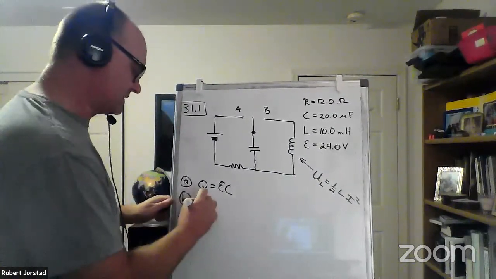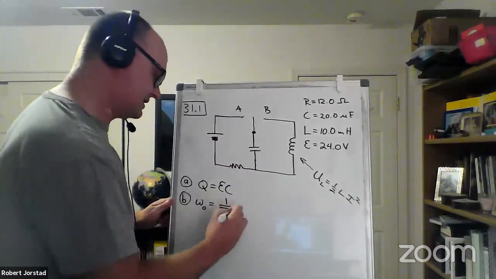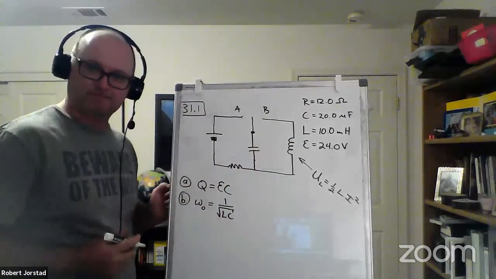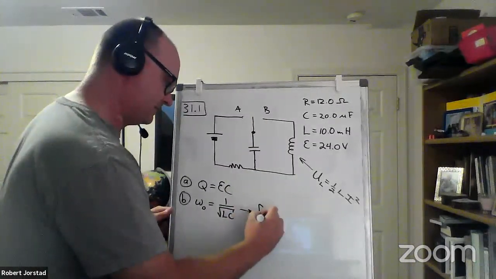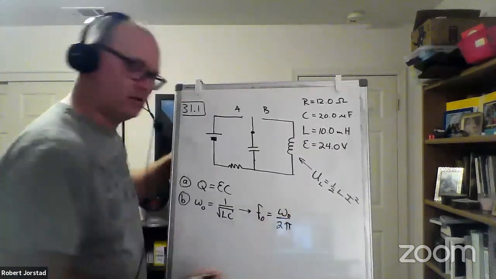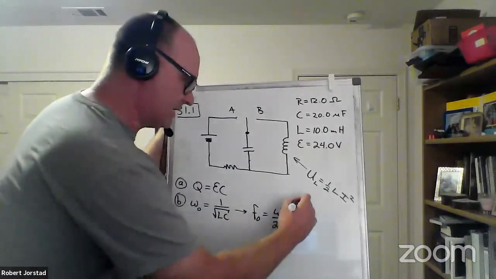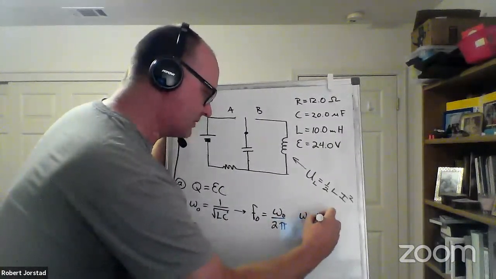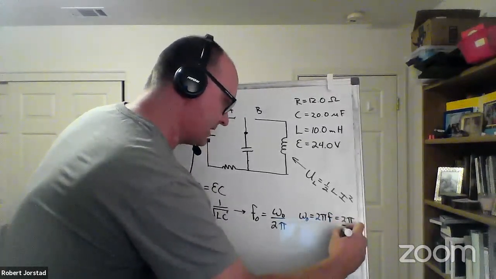So here, what we know is omega naught is equal to 1 over the square root of LC. In this problem, I know both L and C. If I want to convert this to a linear frequency, any of my old frequency tricks from Physics 1 will work. In particular, this is what I remember: omega naught equals 2 pi f equals 2 pi over the period.